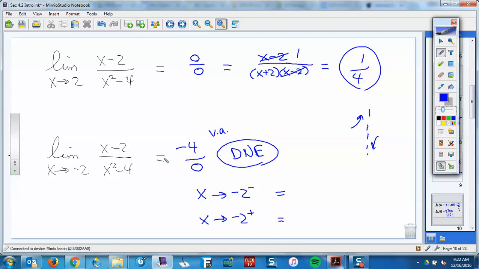Okay, now let's check the left. What's to the left of -2? And -1.999 would be to the right. Correct? So we got to check the left and the right. So we get -4 over 0. We say does not exist. Now we got to check these. So let's put in -2.001. Now, let's put it in the top first. What's -2.001 minus 2?